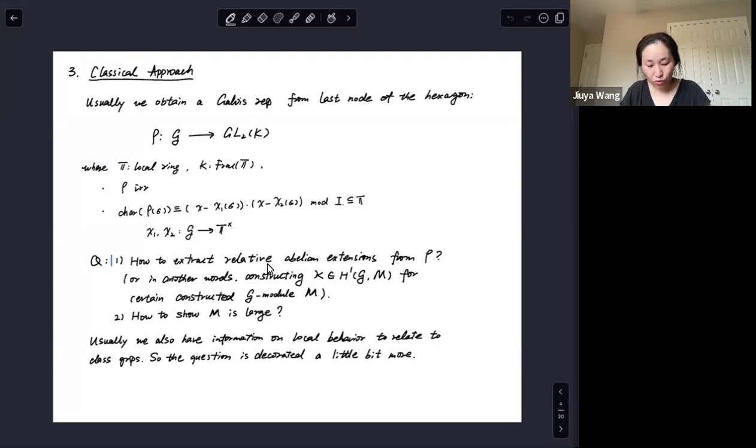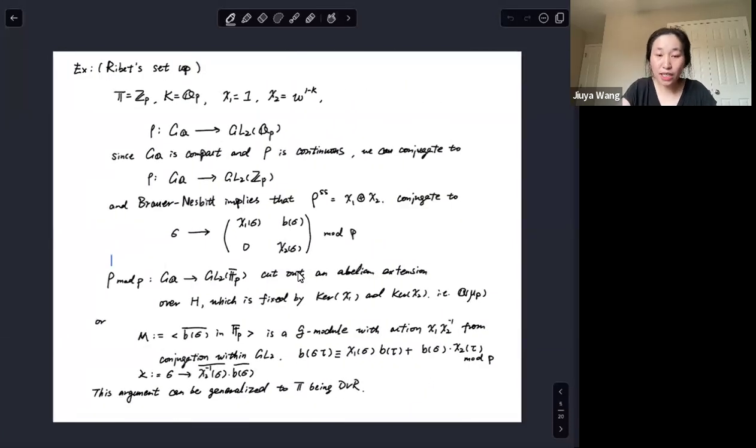To focus on the topic today, luckily this does not add too much difficulty to the core idea or proof, so we will just set aside the discussion for now. Let's look at a first example, and this is the exact setup in Ribet's original paper.